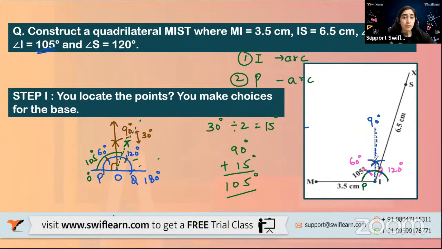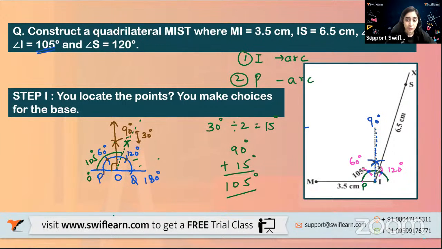Why have I drawn a dotted line? Because I don't need this angle. This is for my help. I don't need it. So when I don't need something, I'll draw it as a dotted line. Clear? Now, what I will do is an angle bisector of 90 and 120. This is what is happening.